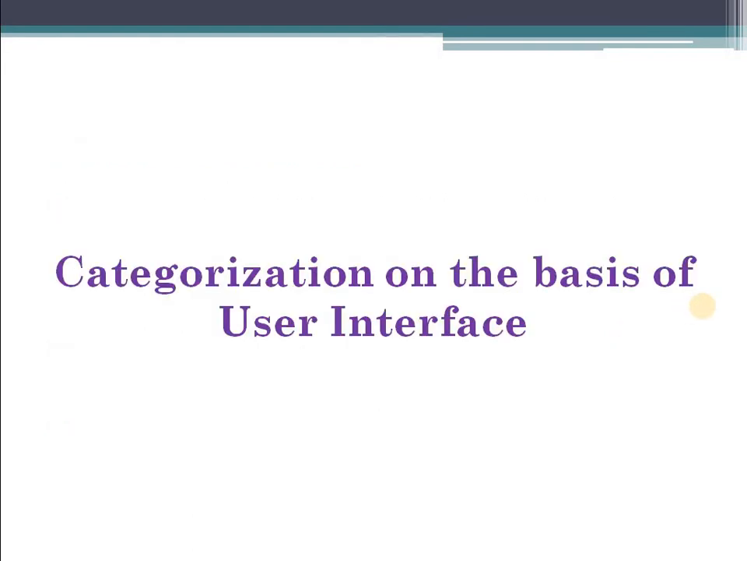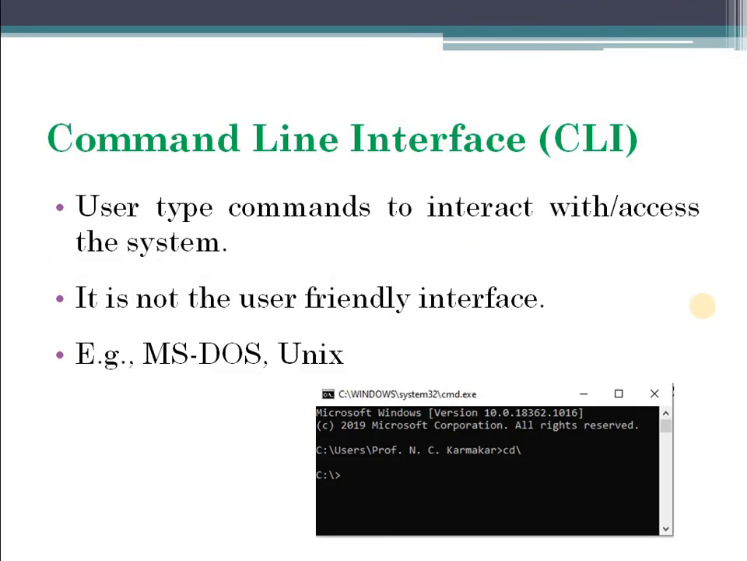Now categorization on the basis of user interface. The first one is the command line interface, which looks like this, and the user types commands to interact with or access the system. If you want to access the computer and you have a command line interface, then you have to give the instructions by typing the commands. CLI, the command line interface, is not known as user friendly. An example is MS-DOS, Unix.